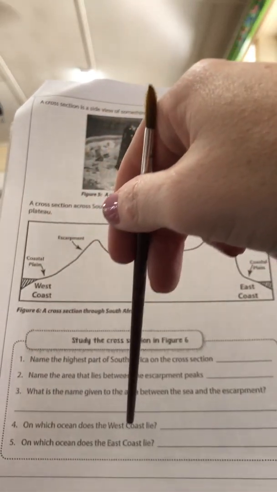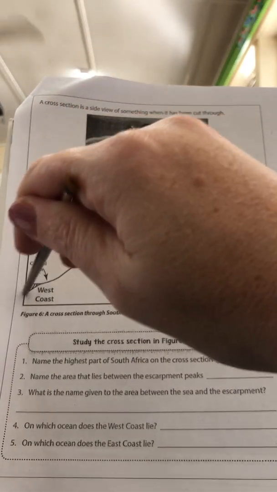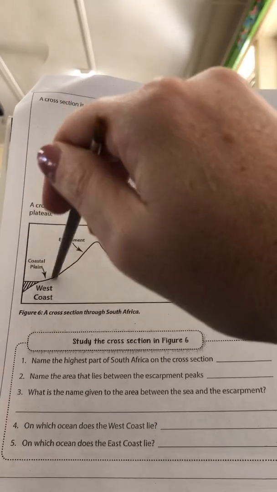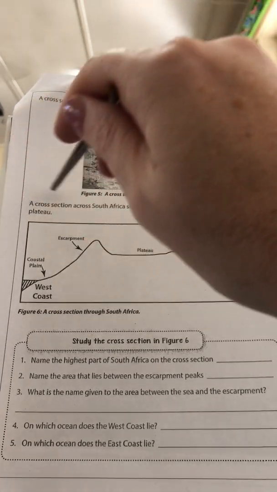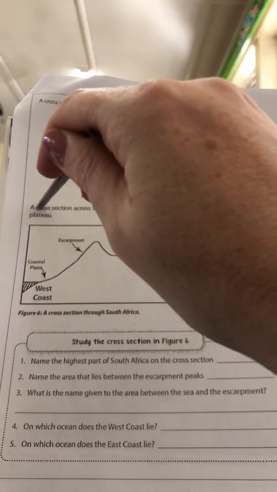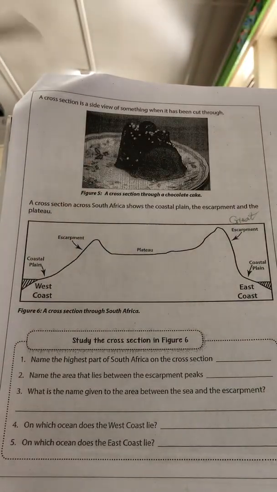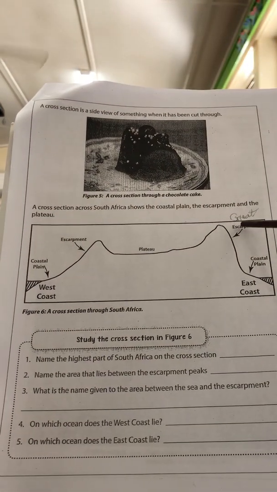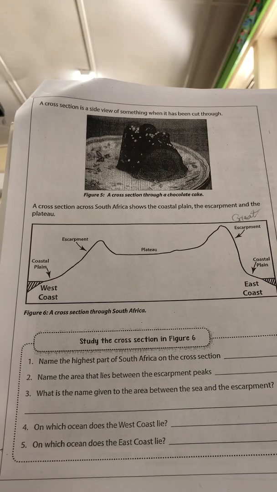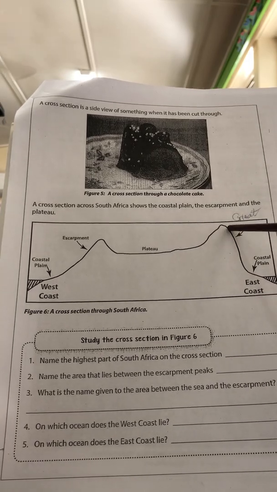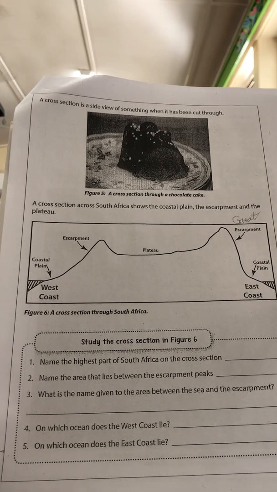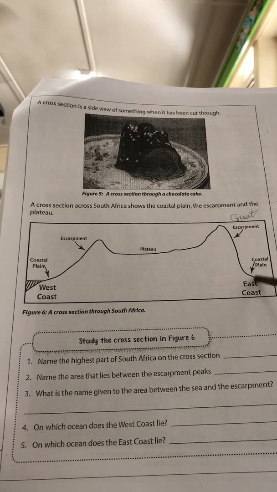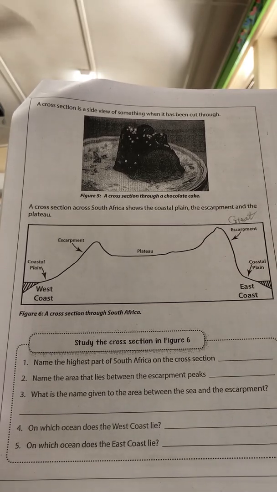On which ocean does the west coast lie? What ocean is on this side? And this side is Cape Town and the Western Cape. Maybe that gives you a clue. And I hope you're thinking of the letter A for Atlantic Ocean. Number 5, on which ocean does the East Coast lie? You know that we have a radio station called East Coast Radio, and KZN is on this side for the East Coast, and I'm hoping you think of an ocean with the letter I for the Indian Ocean.